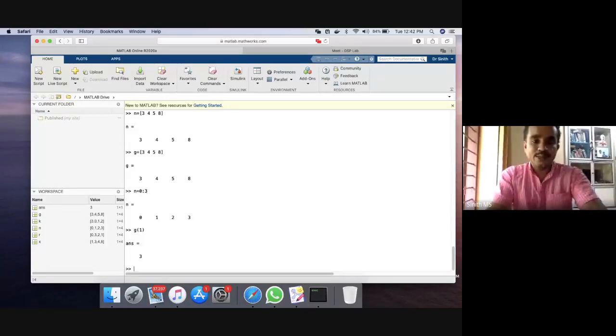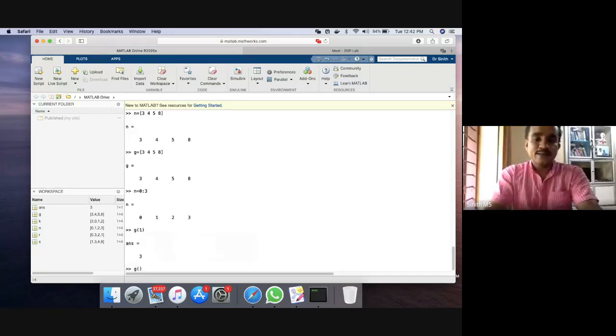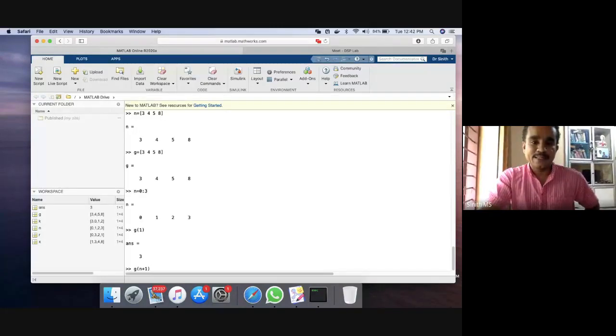So we have given n equal to 0 colon 3, that is, n takes 0, 1, 2, 3. So instead, if I give G of n plus 1, you'll get G of 1, G of 2, G of 3, and G of 4. That means you'll get 3, 4, 5, 8. That is the complete G. 3, 4, 5, 8. This is the same as G.